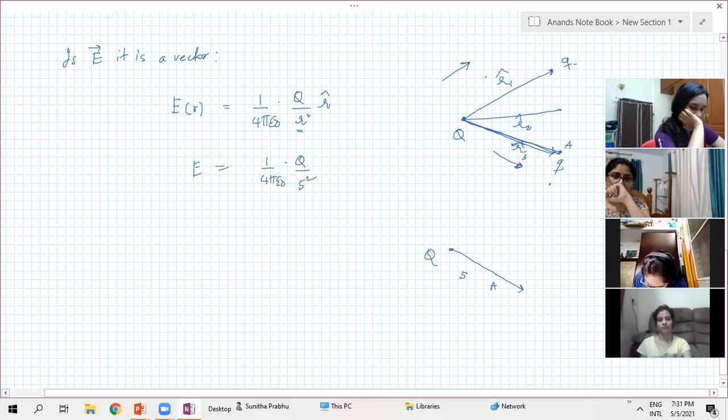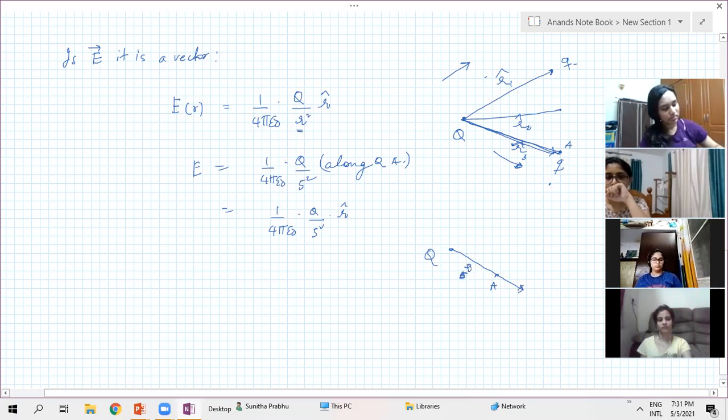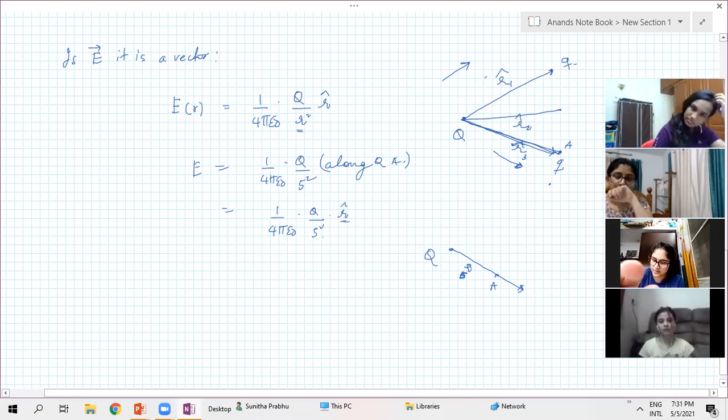So this along QA is replaced by 1 by 4 pi epsilon naught Q by r square into r cap, because this r is the distance or displacement direction. So you say along this direction, electric field is going to act. Are you following this? So can we just define it as unit vector along r direction?